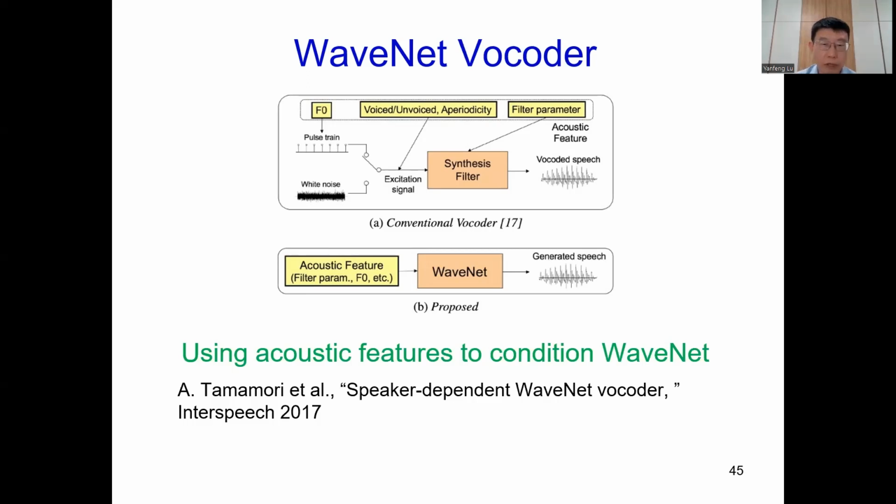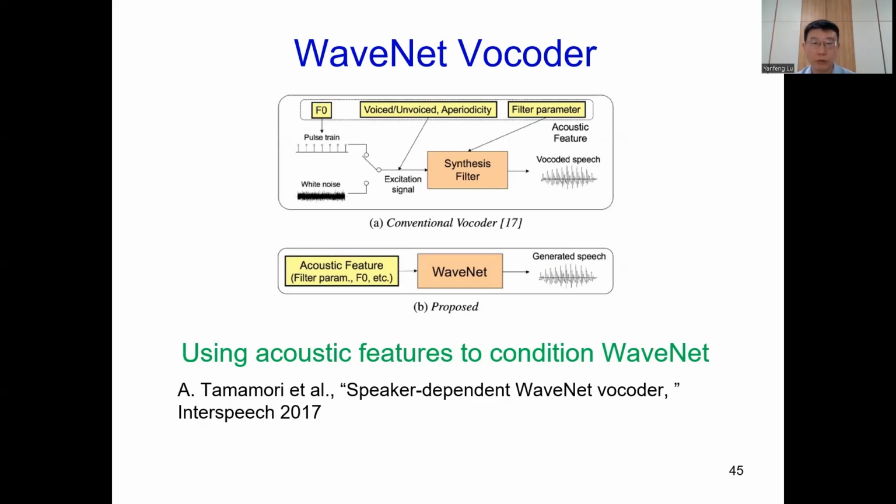So this diagram shows the difference between the traditional vocoder and a neural vocoder. In a traditional vocoder, it's based on signal processing. All the mapping is done by signal processing, and this is a mapping from acoustic features to waveform samples. So that's the traditional approach by using signal processing.